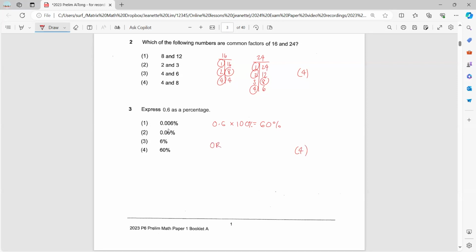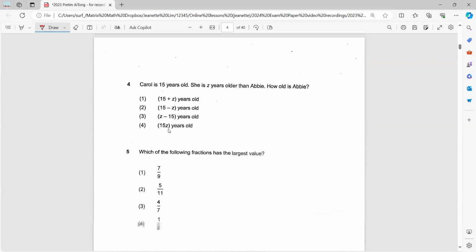Alternatively, you could also do 0.6 as a fraction, which is 6 over 10. Since 6 is in a tens place, then you change it to over 100, so 60 over 100, which means that this is 60% since it's over 100. Okay, question 4.